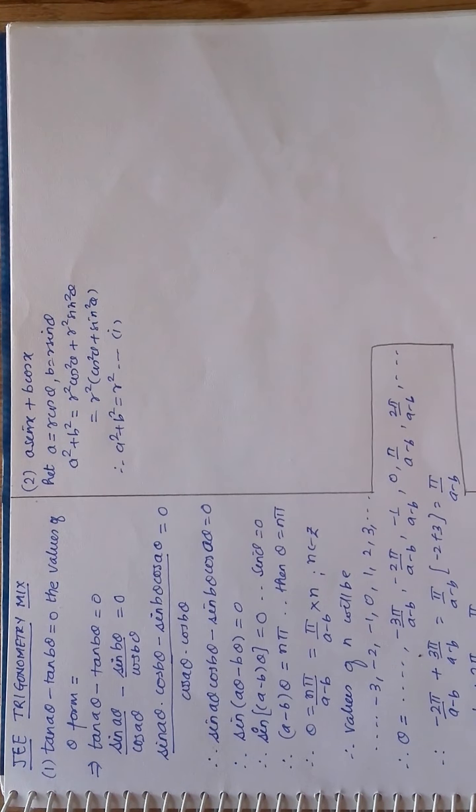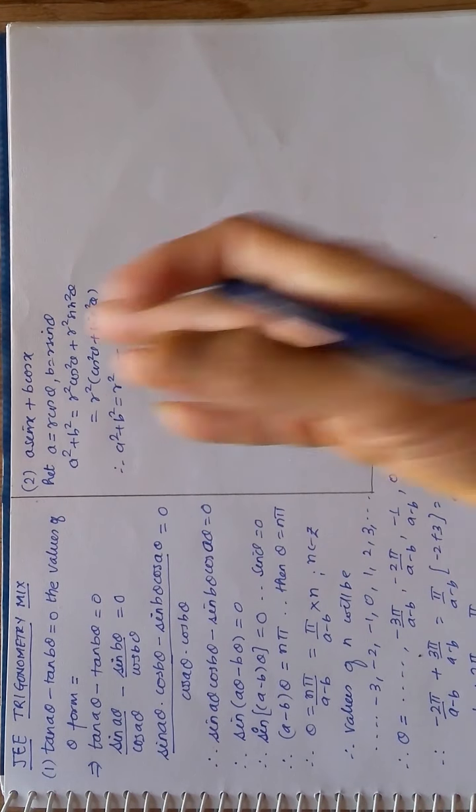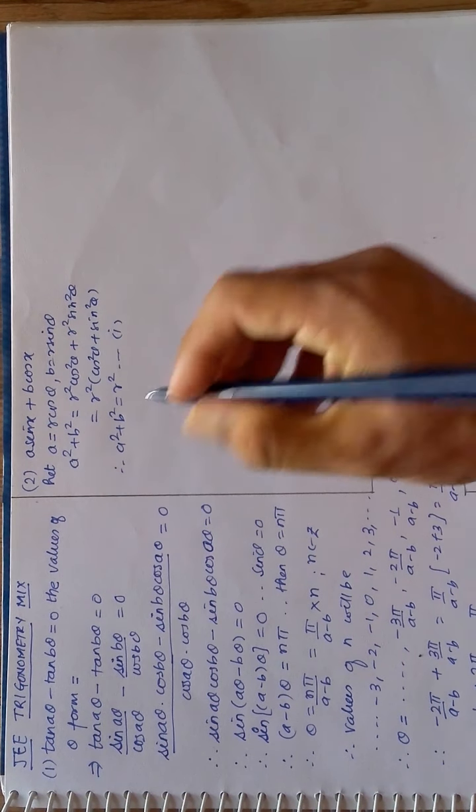Now I can get theta also whenever I require. Right now I am not considering that, because to get theta is very simple. I will divide B by A, so I will get tan theta is equal to B by A. That is, theta is equal to tan inverse B by A. So right now I am not doing this.